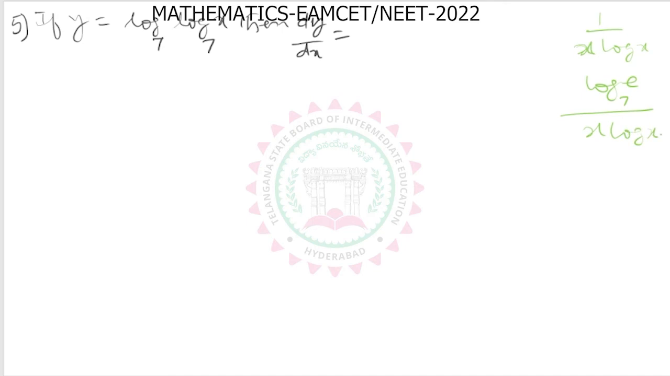third one is log e to the base 7 whole square divided by x log x, and the fourth option is 1 divided by log e to the base 7 into x into log x. Okay. Now write down the solution.